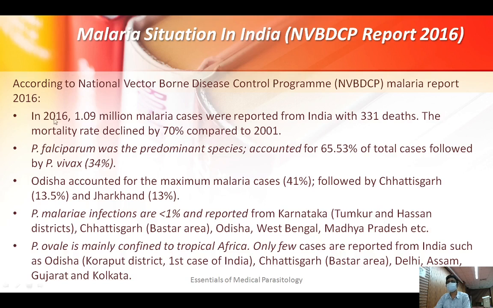This is basically the burden of the infection in India. You can see Plasmodium falciparum, the most common state which is affected is Odisha, which is the maximum affected by malaria, followed by Chhattisgarh and Jharkhand.